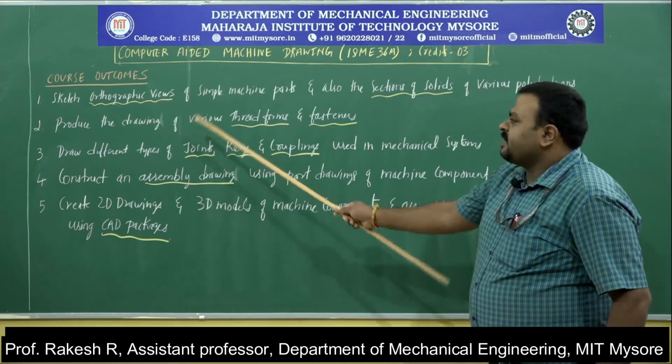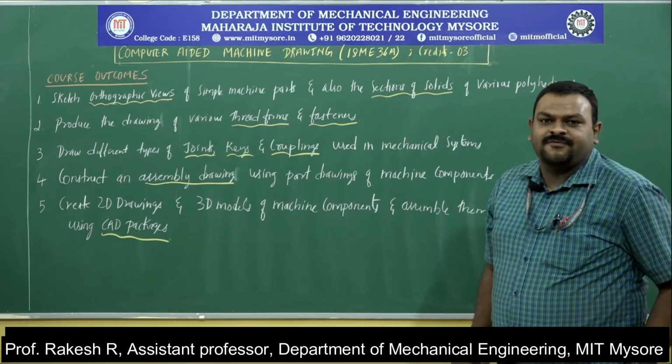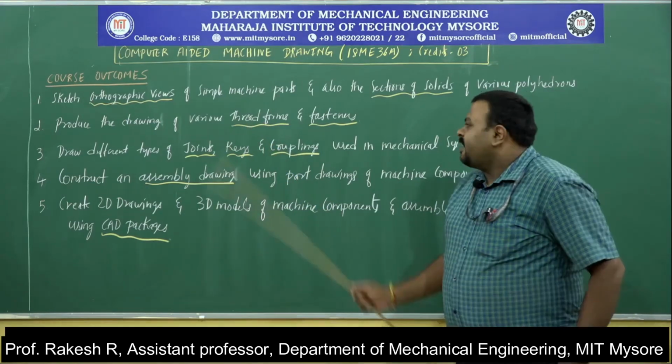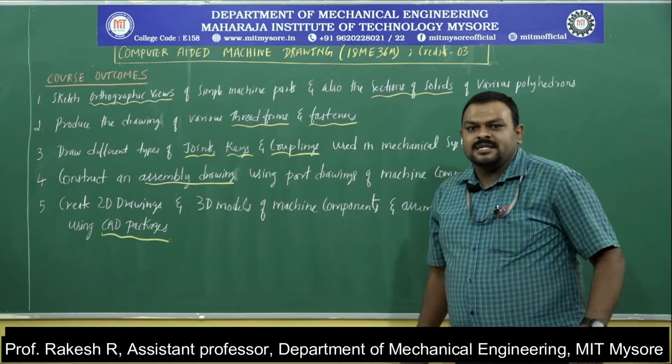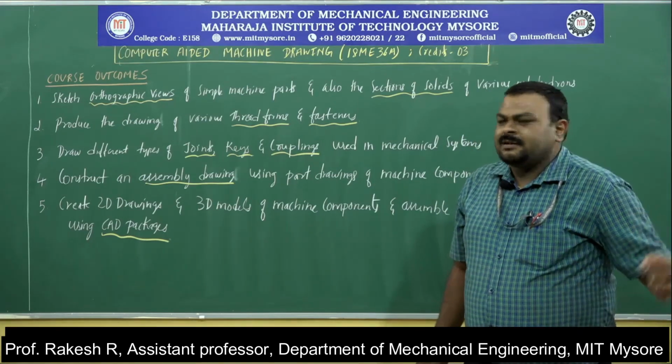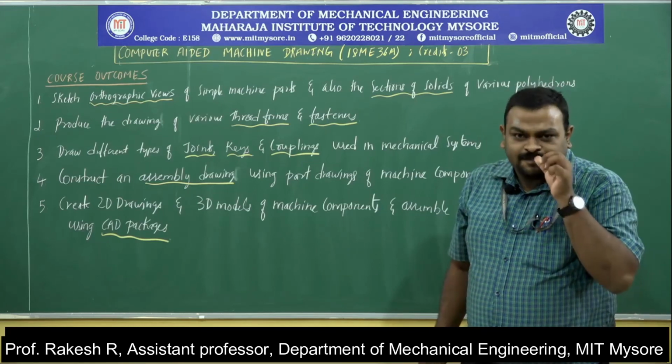Then the second CO is about thread forms and fasteners. You will be writing the different thread forms and also fasteners. Fasteners means bolt and nut. Bolt and nut views will be in hexagon as well as square.